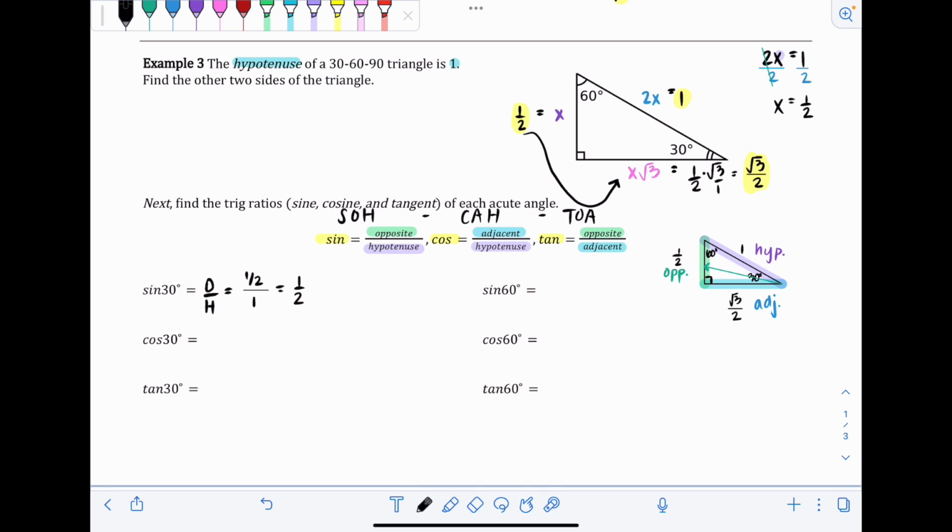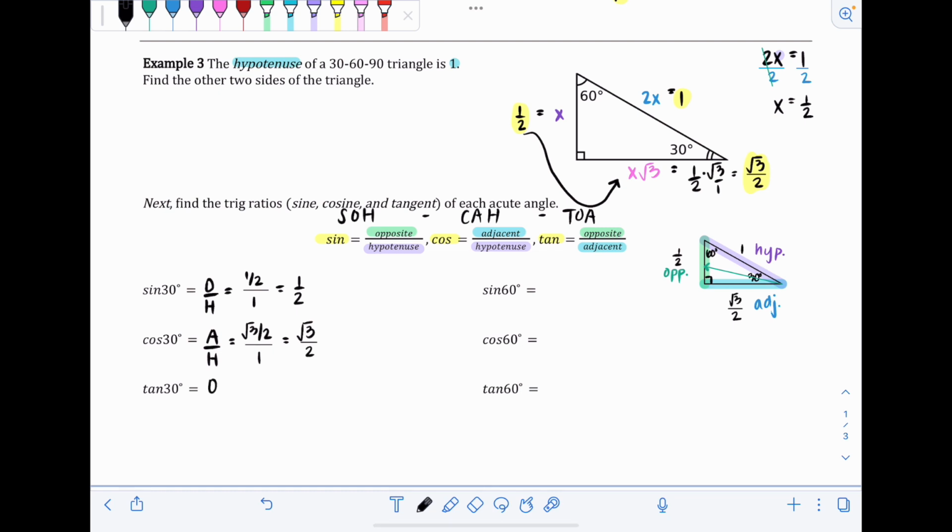And then cosine, 30 degrees, cosine is adjacent over hypotenuse. I'm just going to do A over H. So the adjacent side was root 3 over 2, and the hypotenuse was 1. So root 3 over 2 over 1 just simplifies to root 3 over 2. Same thing, if you just divide by 1, it stays the same.